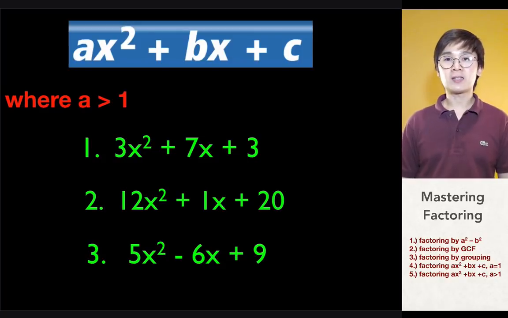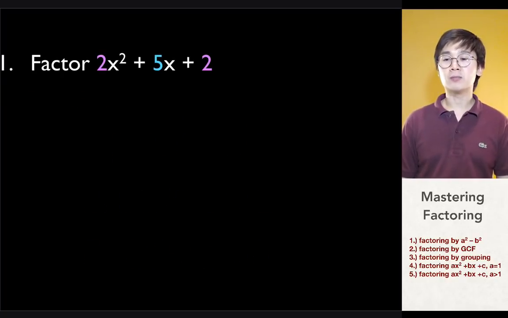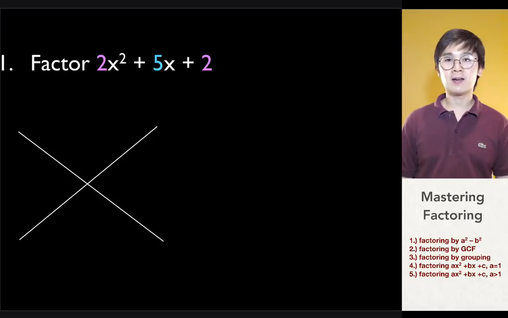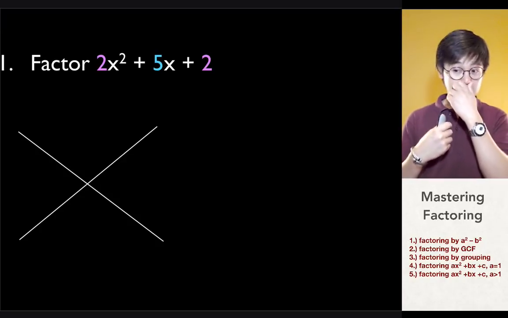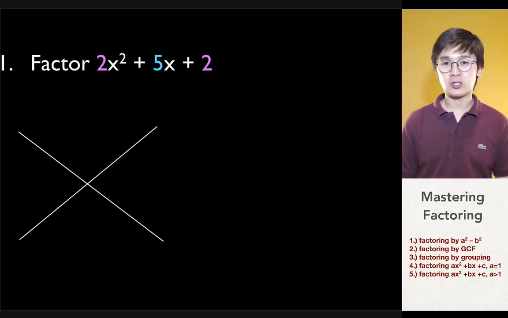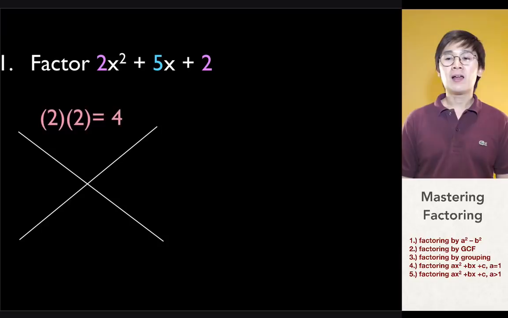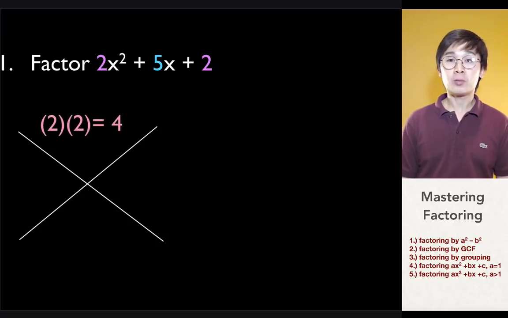So let's go ahead and start the factoring technique for this particular problem. So we have 2x squared plus 5x plus 2. We're going to still see the big X that we used from the previous factoring technique. But this time, we're not just going to use the last term. We're going to be using the product of the first term and the last term, and that will be the number that we're going to use to find the factors of 4 that will equal 5 when you add them up. So we know that 2 times 2 is equal to 4, and the factors of 4 that give you 5 when you add them up will be 1 and 4.